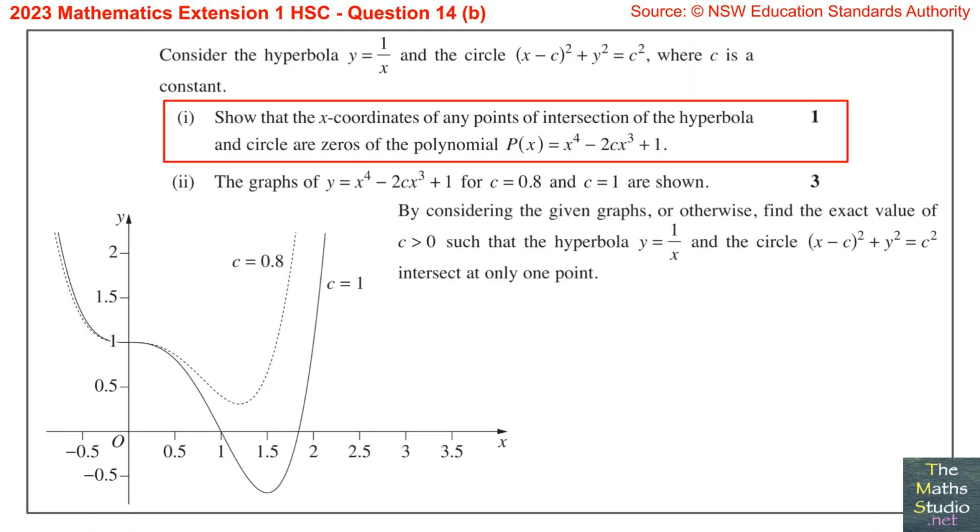Question 14, Part B. Consider the hyperbola y equals 1 over x and the circle (x minus c) squared plus y squared equals c squared, where c is a constant. Part 1. Show that the x-coordinates of any points of intersection of the hyperbola and circle are zeros of the polynomial p of x equals x to the power of 4 minus 2cx cubed plus 1.